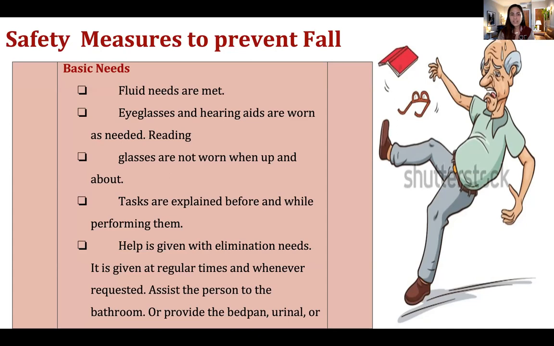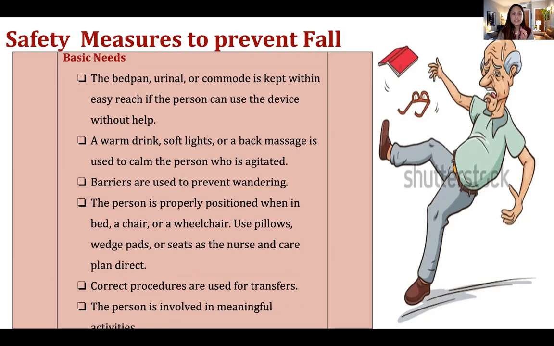So how will we prevent fall? Of course, we need to meet their basic needs. Some patients need fluid, okay? That's why they fell down, because they wanted to drink and the water was not there, so suddenly they fall. Then some patients want to urinate or defecate, but they cannot because they have an injury. And if there is no nursing assistant or nurse, suddenly they will stand and it will cause them to fall. So always meet their basic needs.